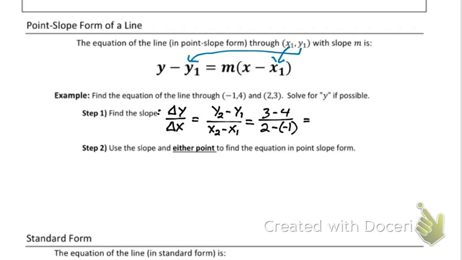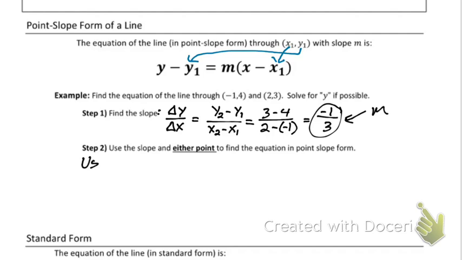All right, so this is going to equal 3 minus 4 is a -1. 2 minus a -1, well, that's actually plus 1, is 3. So -1 over 3 is your slope of this problem. Now, when you're using your slope to put into the equation, it doesn't matter which point you use. You can choose the -1, 4 point, or you can use the 2, 3 point. It doesn't matter. It's going to be the exact same equation.